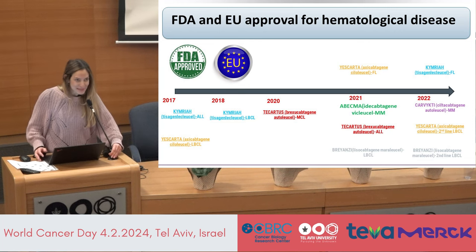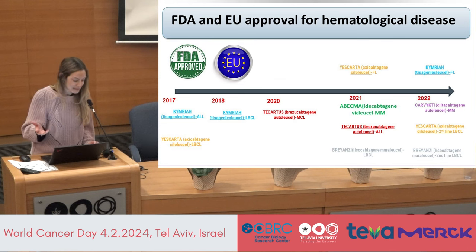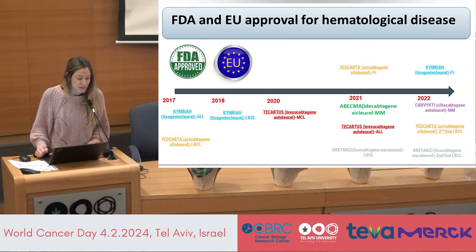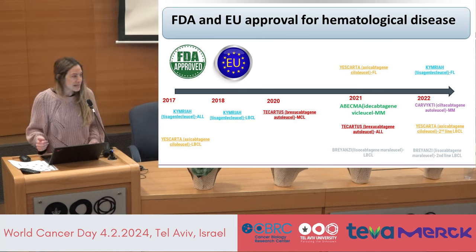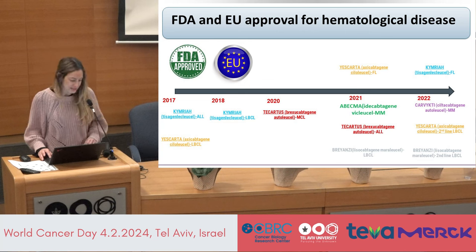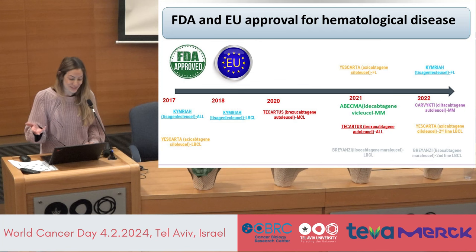As many of you know, CAR T cells are really a big hype in the hematology field. Since 2017, the FDA and the European agency have approved 6 CAR T cell products for the treatment of hematological malignancies. This is rapidly advancing, and this is really practice changing for all of us, for us as physicians and for our patients.